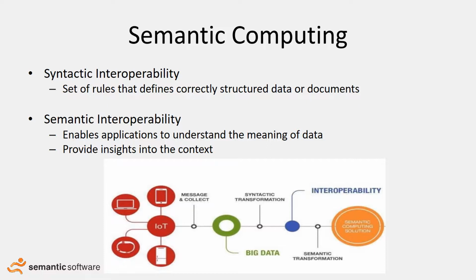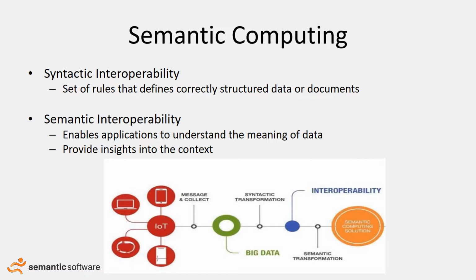Syntactic interoperability and semantic interoperability are critical in the development of semantic computing technology. Syntactic interoperability is the ability of information systems to exchange data using a common data format. It is a key need for the Internet of Things in enabling the flow of data from connected devices using different data syntax and allowing the consolidation of that data into usable form.